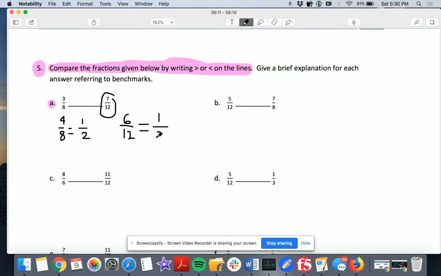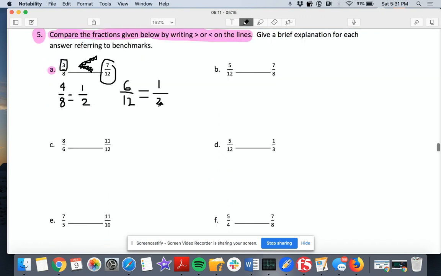But I'm going to use the same trick I used yesterday. I know that 3 is a smaller number than 4, and that 7 is a bigger number than 6. So in that case, 7/12 must be the bigger number. So 7/12 is greater than 3/8.